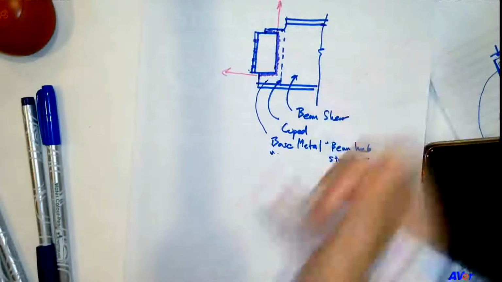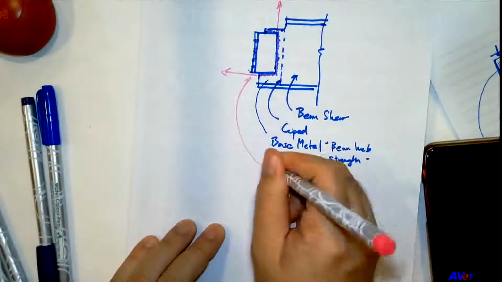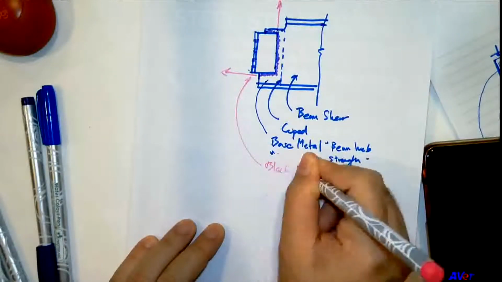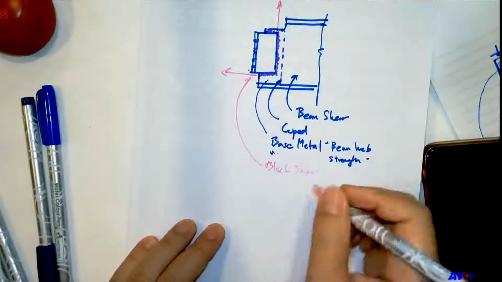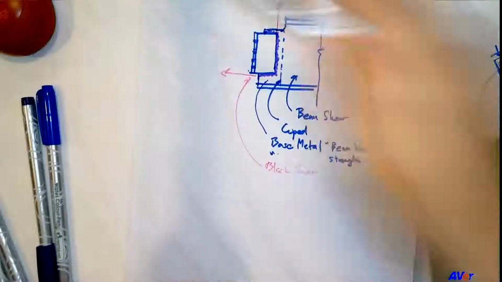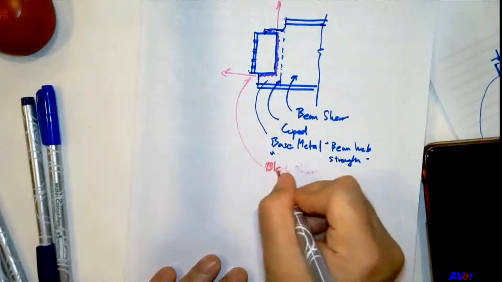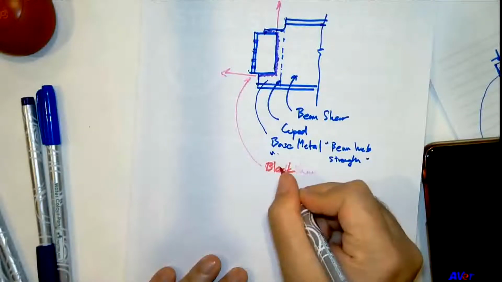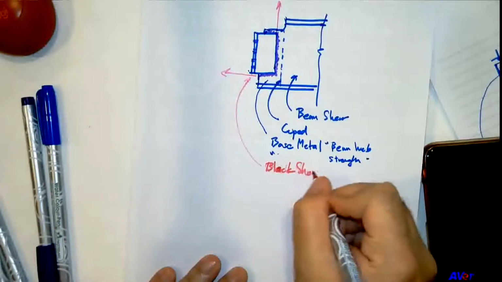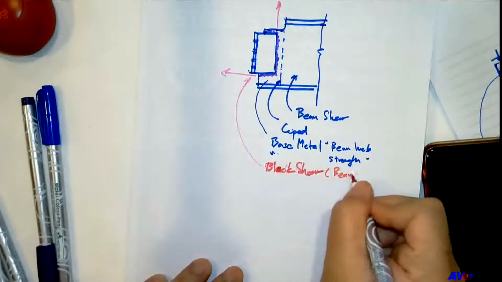Okay? Many people would love to use pink, right? That's why it runs out. Use the blood red. Oops, block, not black. Block shear. Beam web, right?